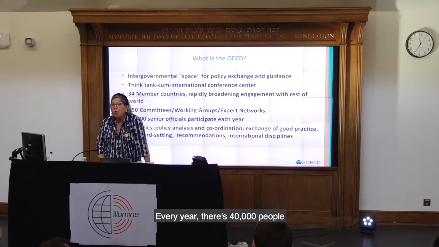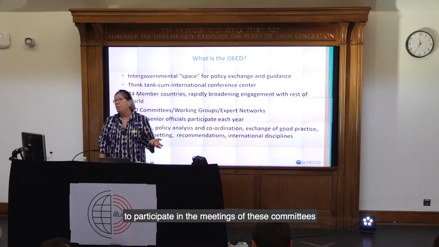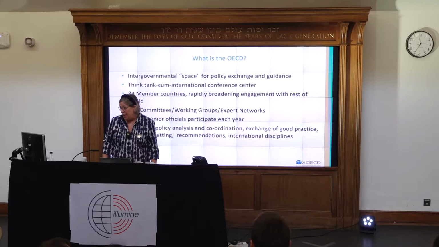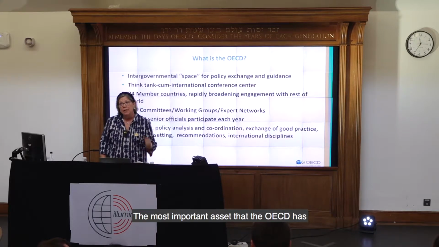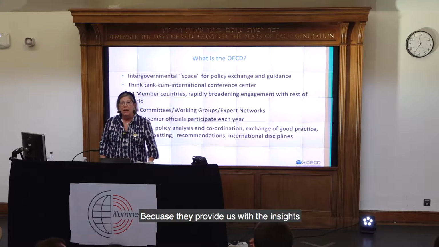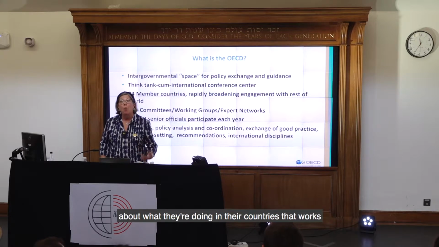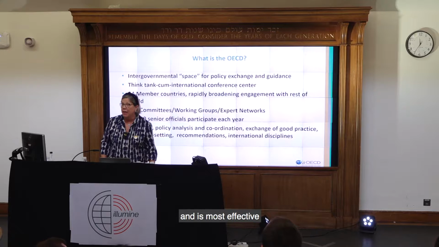Every year, there's 40,000 people who are coming from member countries and from developing countries to participate in the meetings of these committees. And the most important asset that the OECD has is those 40,000 participants who come to our meetings, because they provide us with the insights, with the information, with the statistics about what they're doing in their countries that works and that is most effective.